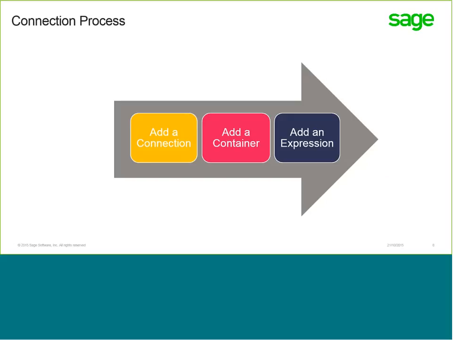The second step is to add your container, and that allocates the table, views, or joins to that specific connection. Once you add the container, the next step is to add the expressions. These can be selected as a field from the table, or maybe it's a custom SQL function, or maybe even a Microsoft Excel formula that's related to one or more of those fields. So it's a very simple process, and we're going to be walking through it next.